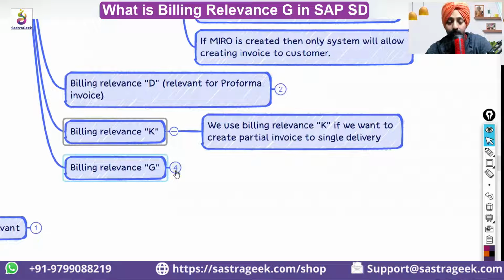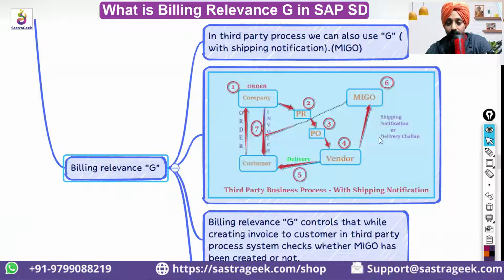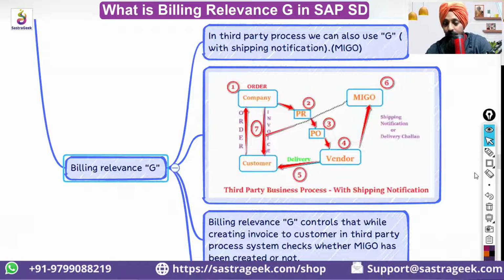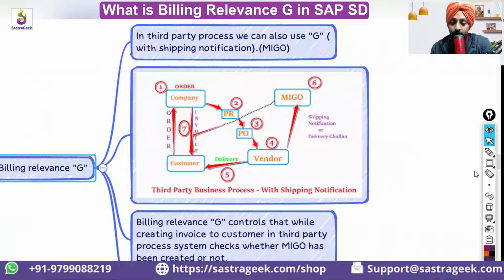Then you are having a billing relevance G. Now let's see what the billing relevance G is. Billing relevance G is a third-party process where we also use a shipping notification. Okay, where we'll be also receiving it.